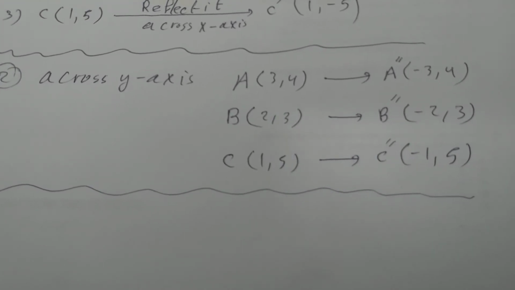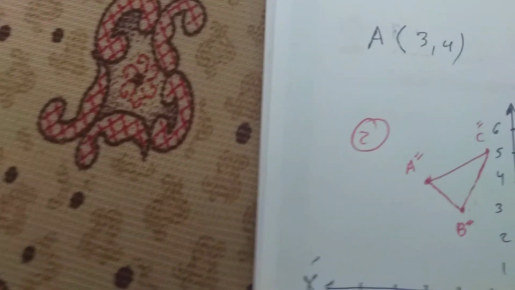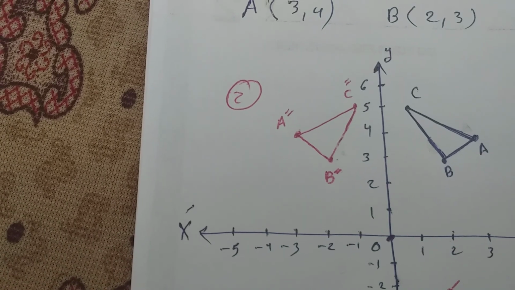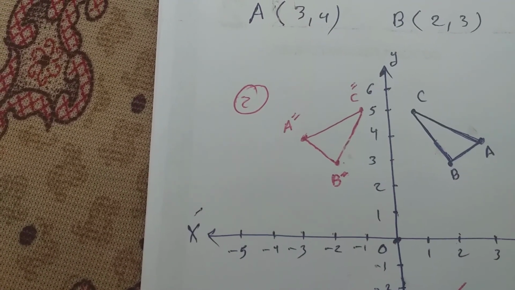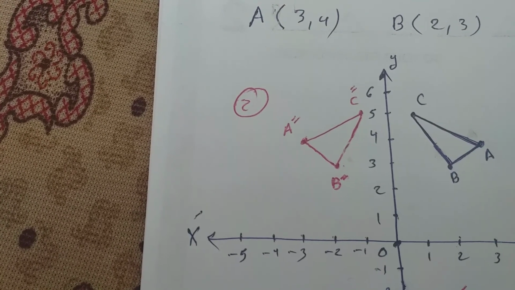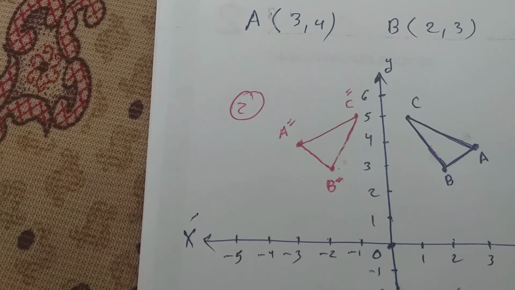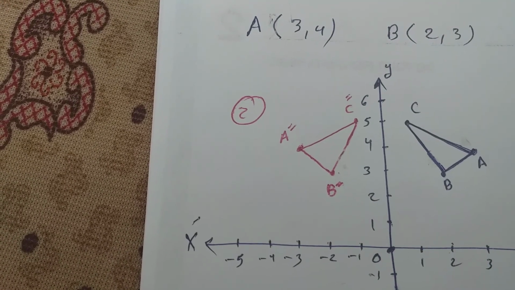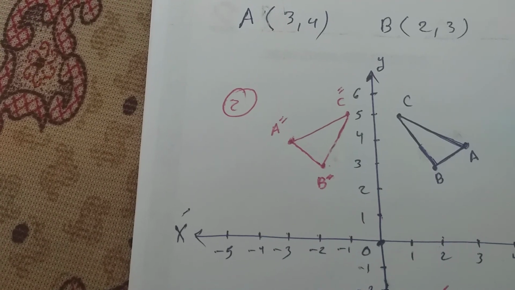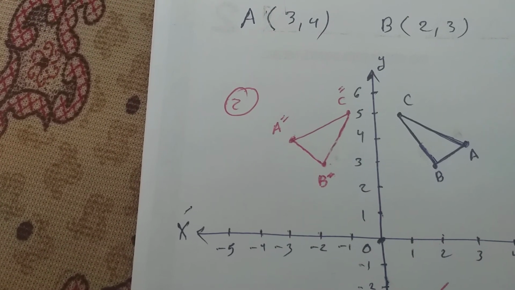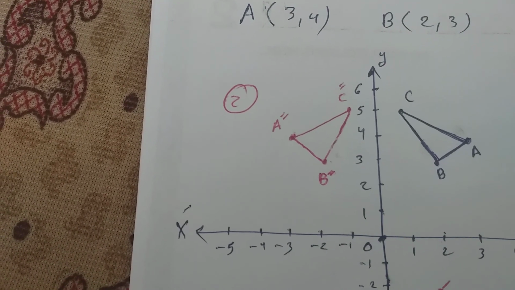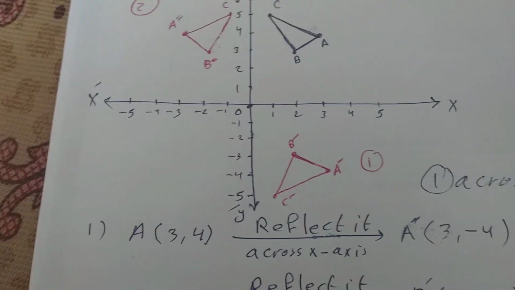Now go back to the coordinate plane and you will see number 2. Look at number 2. A double prime is (-3, 4) now. B double prime is (-2, 3). And C double prime is (-1, 5). According to the original triangle ABC, it became, as you see, A double prime, B double prime, and C double prime across the y-axis. These are the main points of our lesson for today.